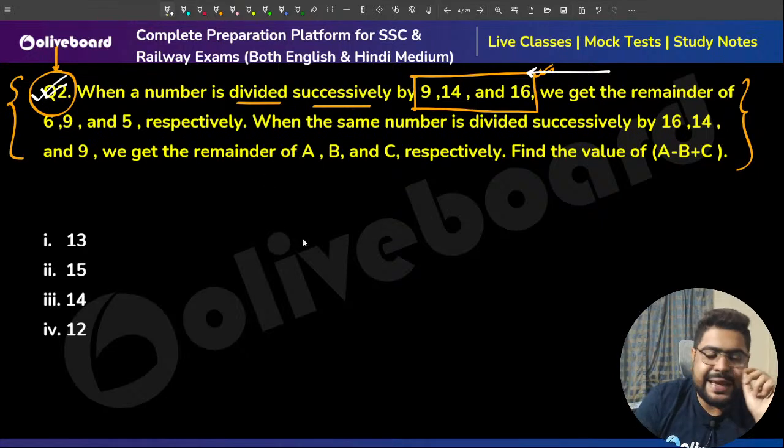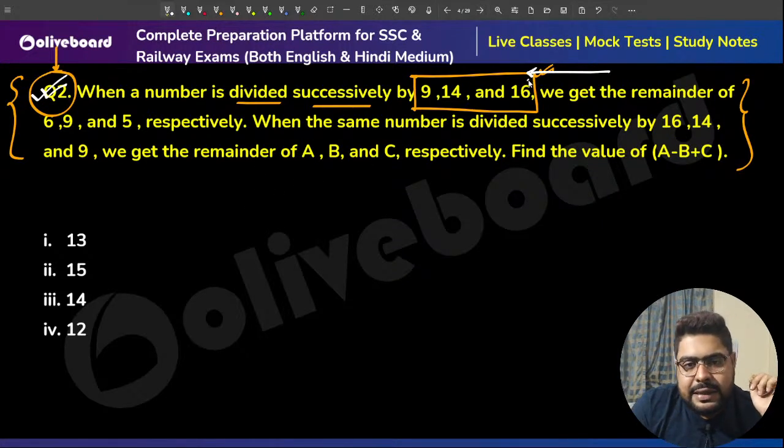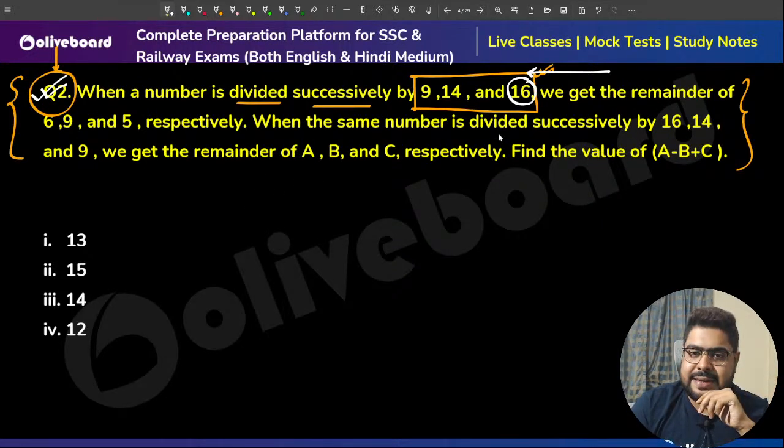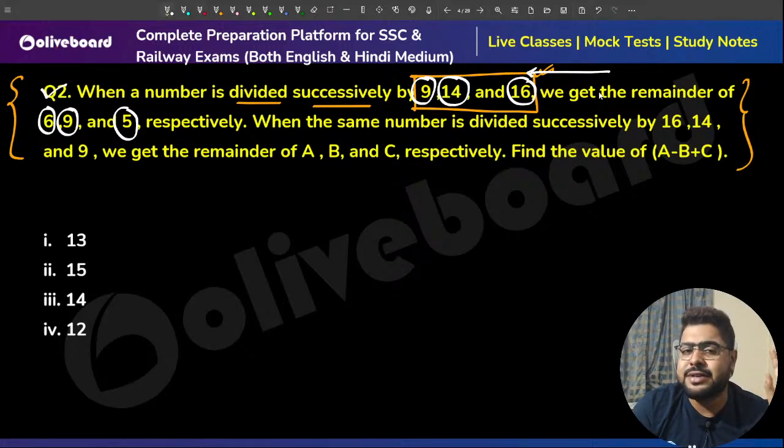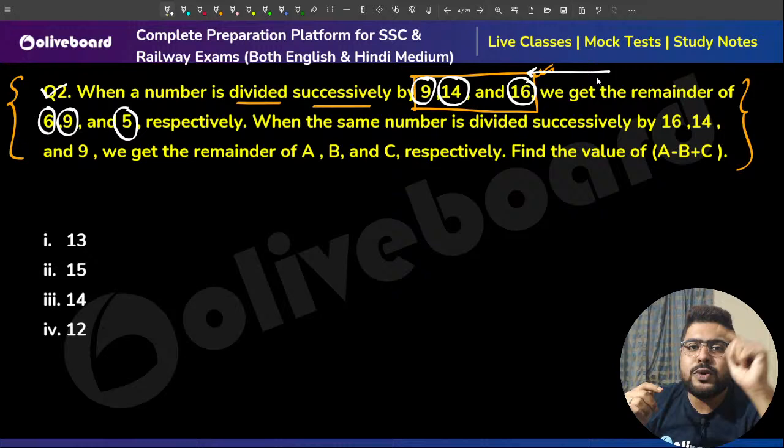So just think like this. The number is divided by 16 and the remainder is 5. The number is divided by 14, the remainder is 9. The number is divided by 9, the remainder is 6. Remember this very simple trick: always start from the end and you build up. You get to the number like that.